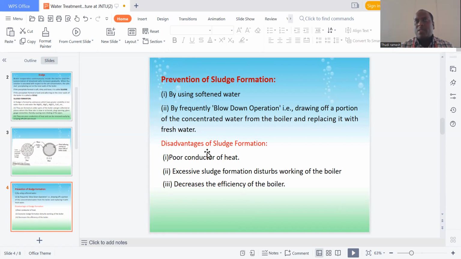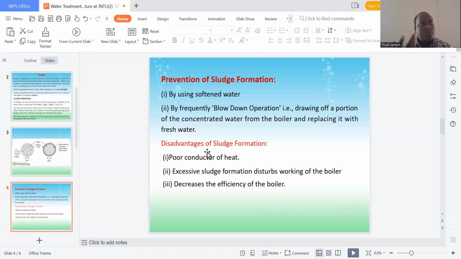Then what are the disadvantages that are going to take place in this boiler material? These sludges are going to act as a poor conductor of heat. When you heat for the production of steam, the sludge-like material present there, over a long period of time, if these precipitates get settled at the bottom and their concentration increases, they will be converted into scales also. Scales are hard, adherent precipitates, but sludges are loose, slimy precipitates.